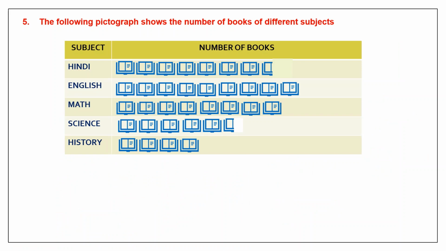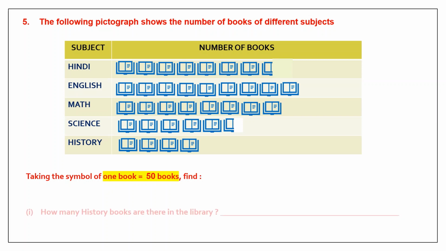Question 5. The following pictograph shows the number of books of different subjects. So we have Hindi, English, Math, Science and History. And the books are shown here. Now we need a scale. And the scale is also given to us. One book is equal to 50 books. So when you see each book here, remember each one stands for 50 books. Now we have to answer these questions.